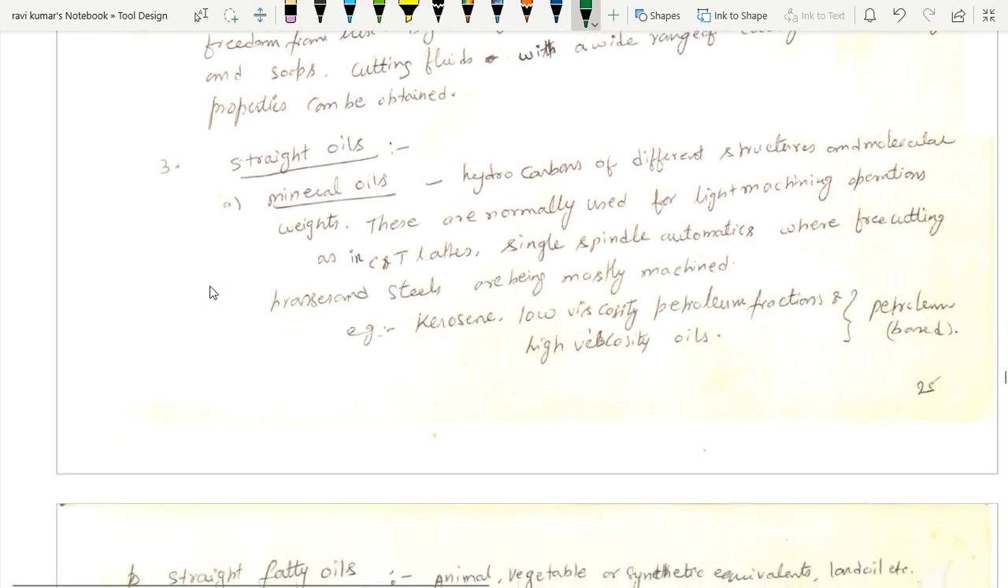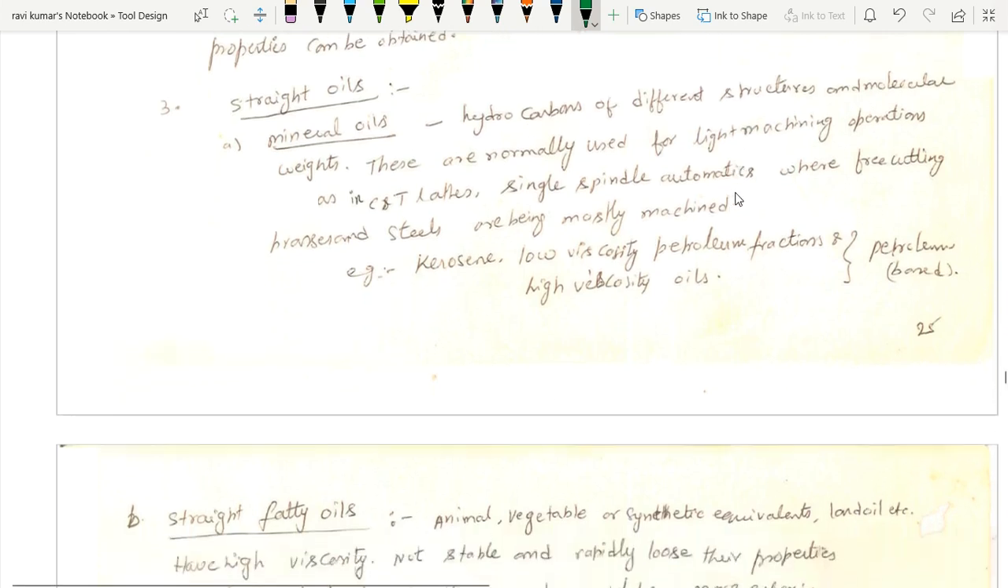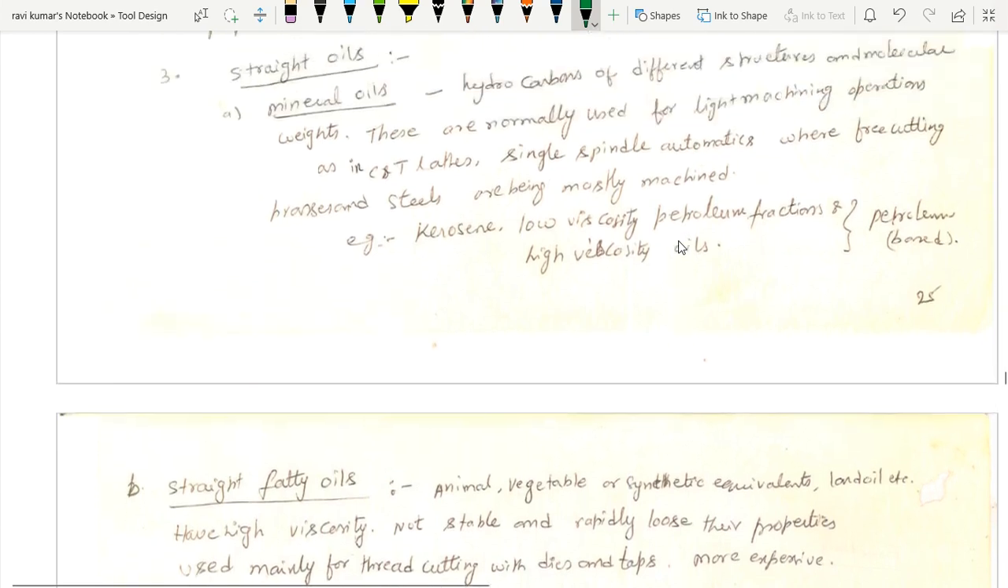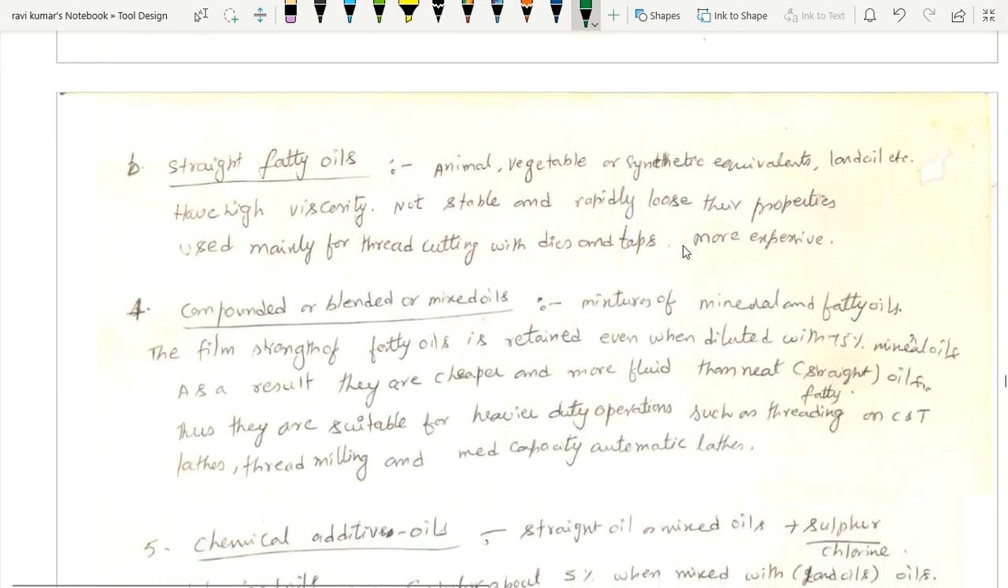Next, straight oils. I can use hydrocarbons, say mineral oils. Straight oils of first category, mineral oils. That means which have been brought from the ground. So hydrocarbons of different structure and molecular weights. So kerosene, low viscosity fractions, high viscosity fractions. So they are all these mineral oils. Next, straight fatty oils. These have not been brought from the earth. They have been prepared from whatever is available on the ground, such as animal oils, vegetable oils, or sometimes synthetic equivalents.